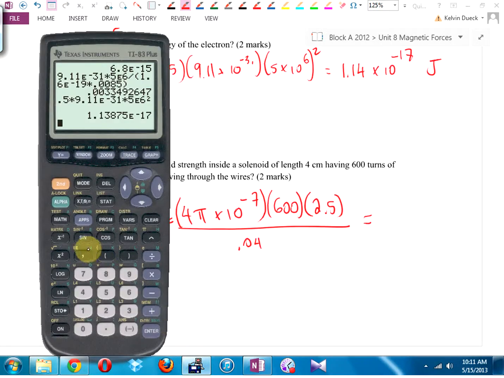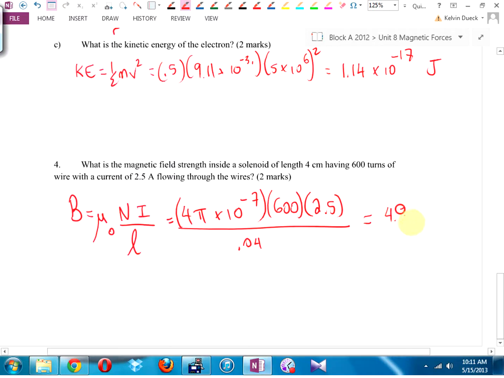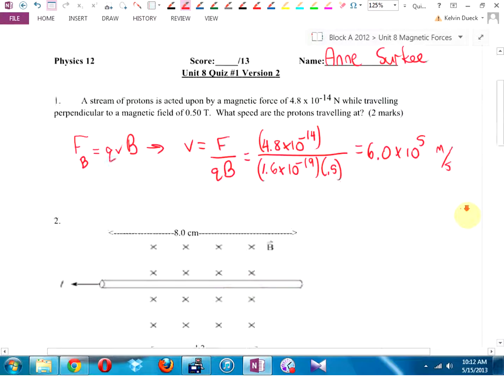How many Teslas will we get here? At least you found out before the test, Nico. Do you get 0.0471? Do you get 4.7 times 10 to the negative 2? Magnetic field, Teslas. Can you give yourself a score out of, I think it's out of 13, please?